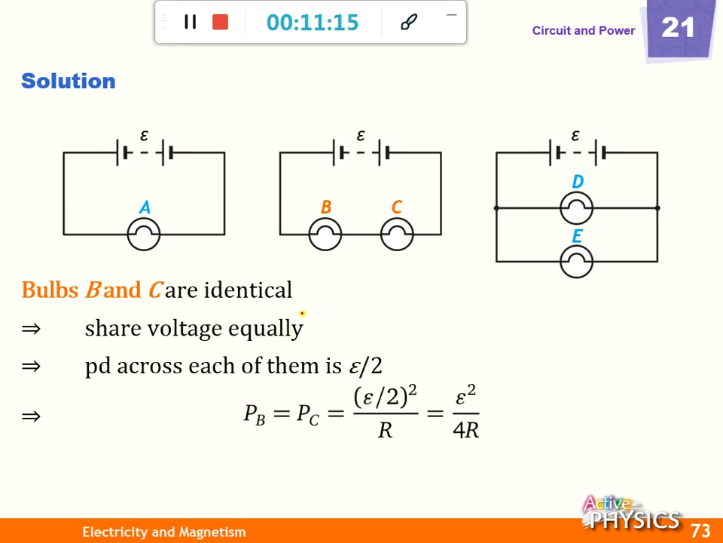How about B and C? They are identical, sharing voltage equally. So the PD across each is only epsilon over 2. After the calculation, only this. It means that this one is the power consumed by light bulb A. For B and C, only a quarter of it. So using this, you can see that the brightness of A, D, E should be the same and B, C are the same but less than A, D, E.